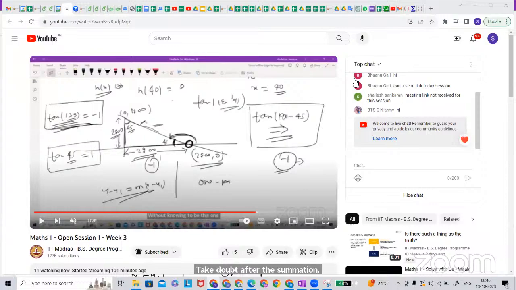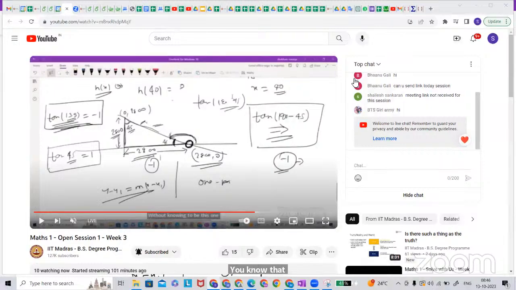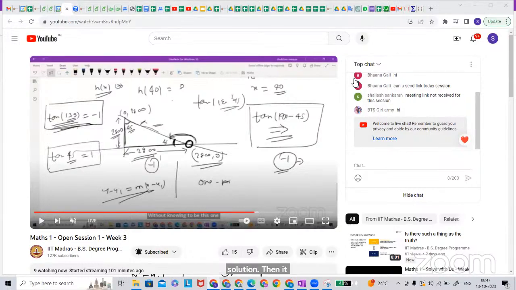Sir, I calculated but the answer is not correct. So then I will upload the solution. I already said I will upload the solution, and then we'll check here. Even the TA sessions are there. You can ask about the calculating, and they will actually sit with you and solve it there. Otherwise I will post the solution. Then you can check, because the numeric thing is Riemann now. What is the Riemann thing?